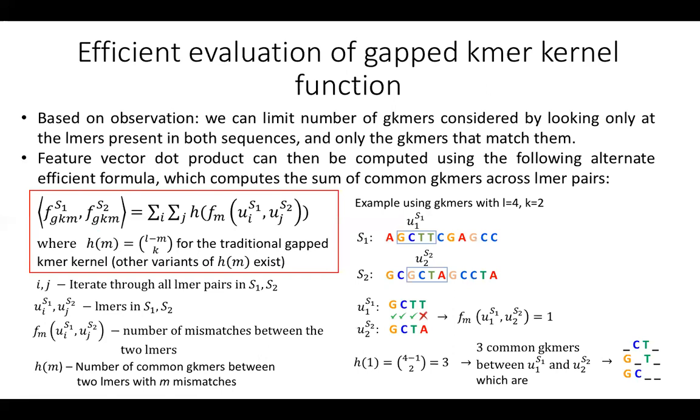Now, the two Elmers GCTT and GCTA have 3 matching positions and 1 mismatch, so M is 1. Based on this, the number of common gkmers, or h of m for U1 and U2, must be h of 1, which turns out to be 3. And as shown here, there are in fact only 3 common gkmers which match GCTT and GCTA.